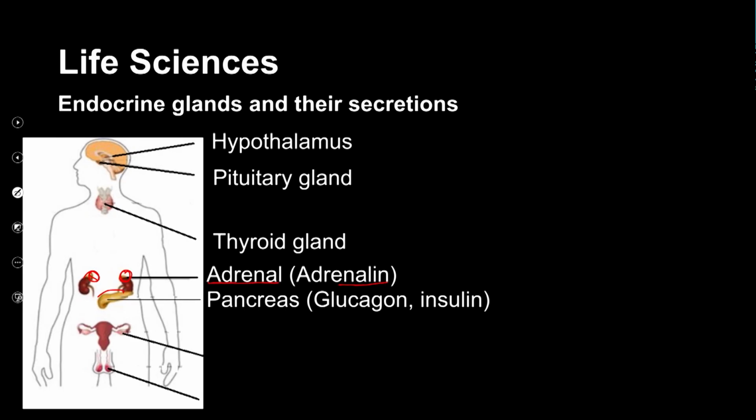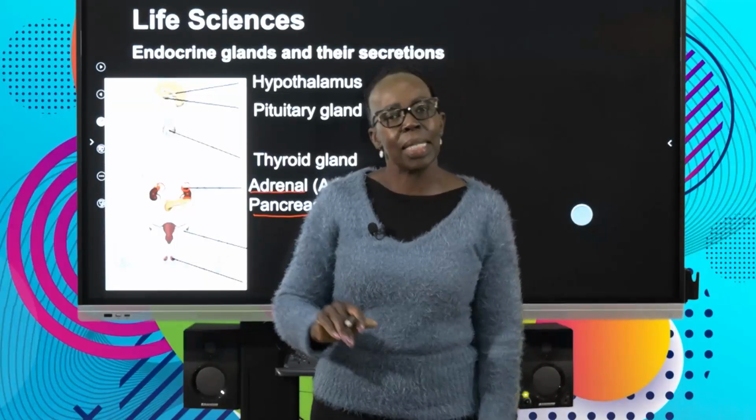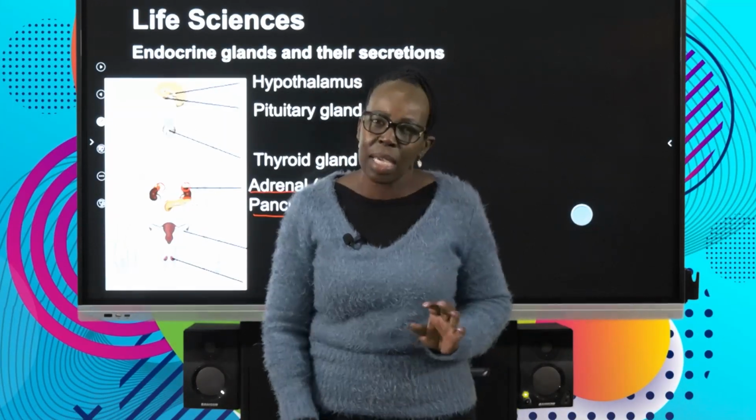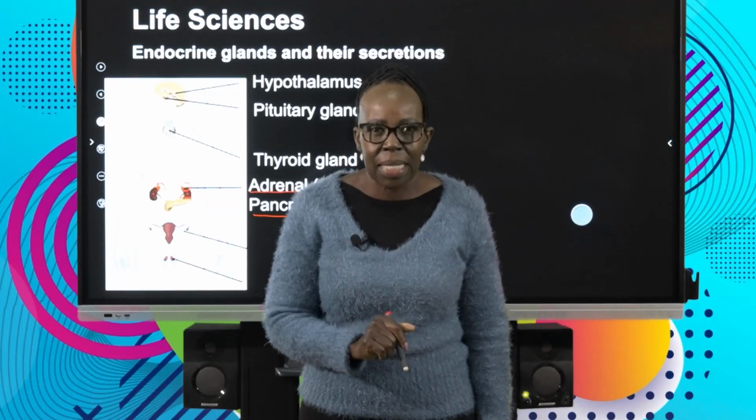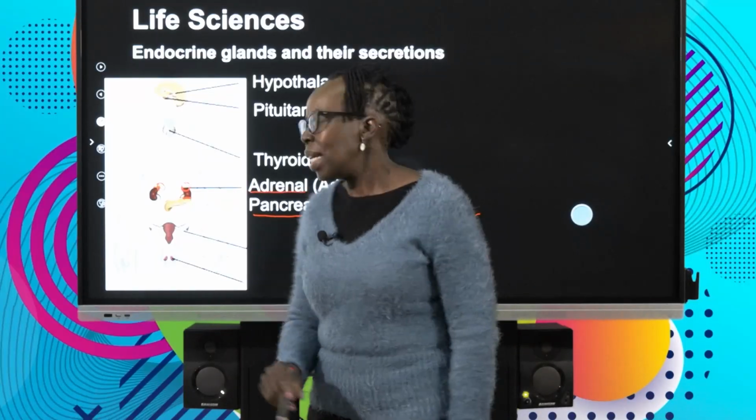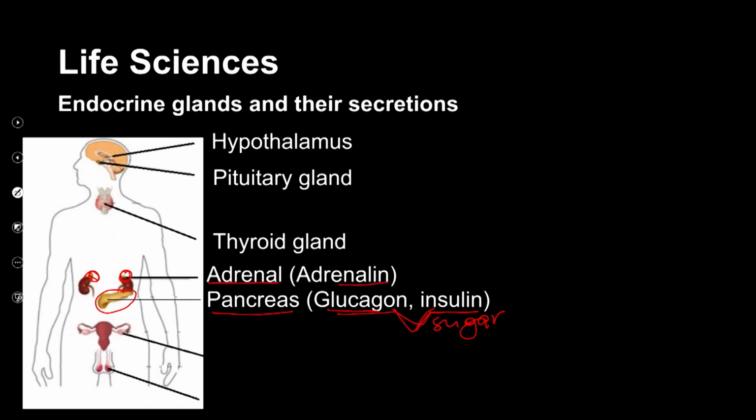And we've got this ductless gland again, that is the pancreas, that secretes glucagon and insulin. We'll talk about that when we're talking about sugar control. Then, remember, the pancreas can function as an endocrine gland and as an exocrine gland. For now, we're looking at the pancreas as an endocrine gland that secretes glucagon and insulin, the 2 hormones.